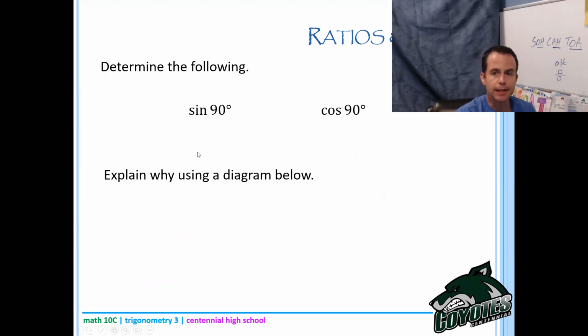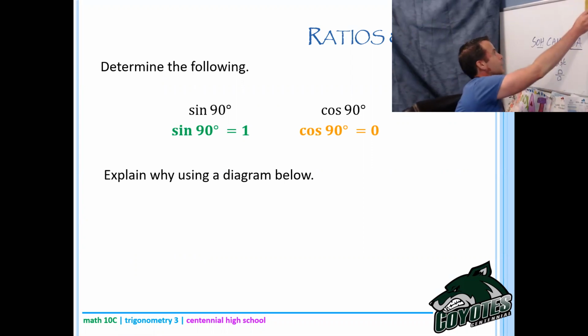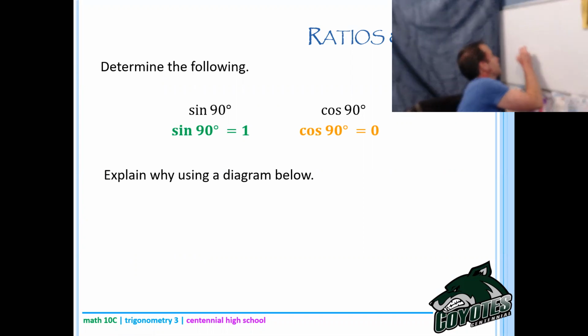Tell me what the sine of 90 and the cos of 90 is. So you should have gotten sine of 90 is 1 and cos of 90 is 0. Now, explain why using a diagram. So I'm going to take some time to develop this with you. What I'm going to do is I'm going to start with a triangle like this.